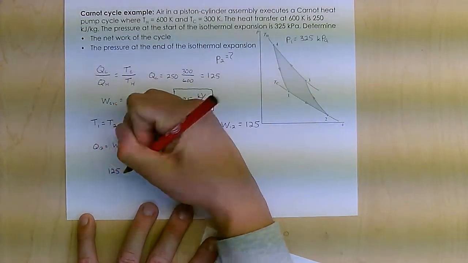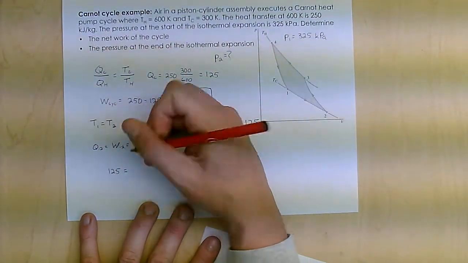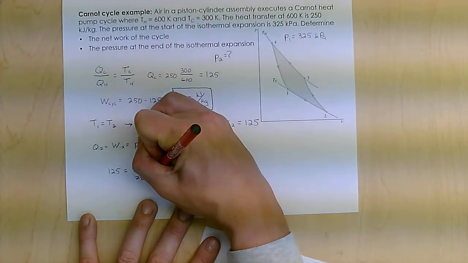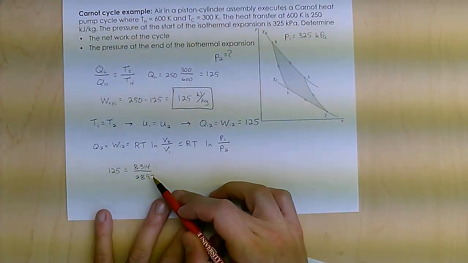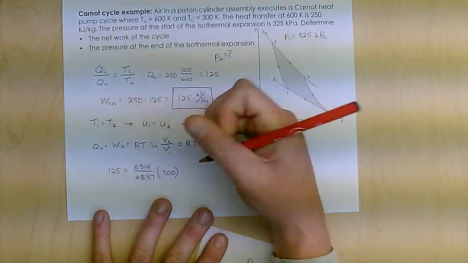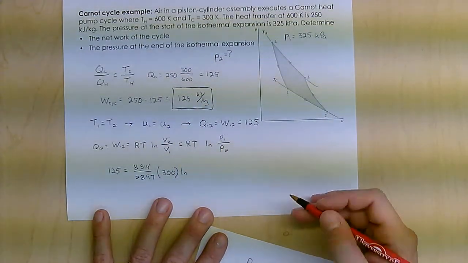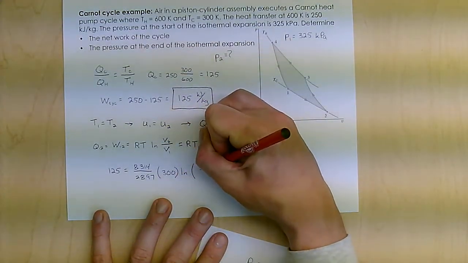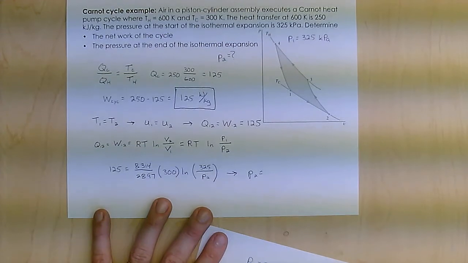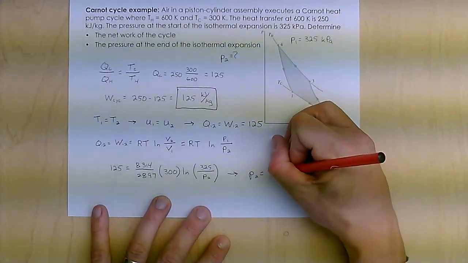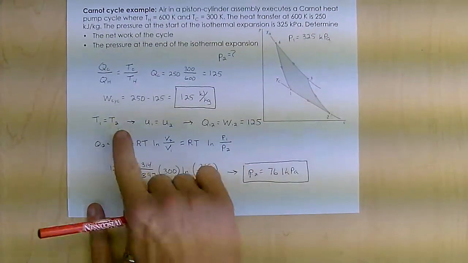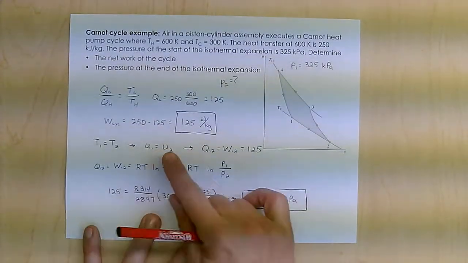I can say, okay, 125 kilojoules equals RT, that's going to be 8.314 over 28.97. Again, because it's air, this is the R bar value over the molecular weight of air, times the temperature. The temperature at this point is the cold one, so it's 300, times the natural log of the pressure ratio, pressure 1, 325, all over pressure 2. Through the magic of algebra, we can then find that the pressure at state 2 is 76.1 kilopascals.